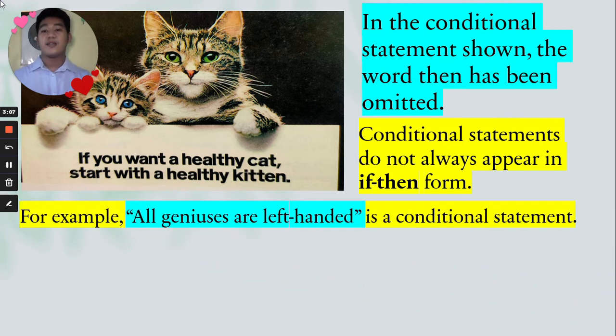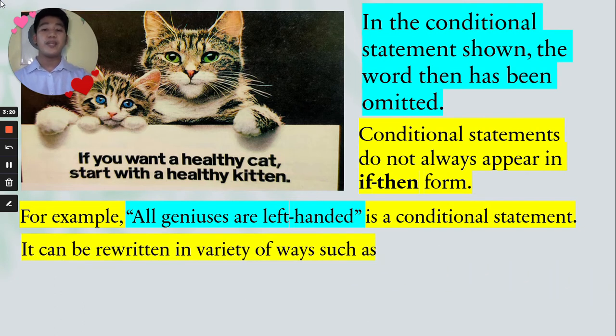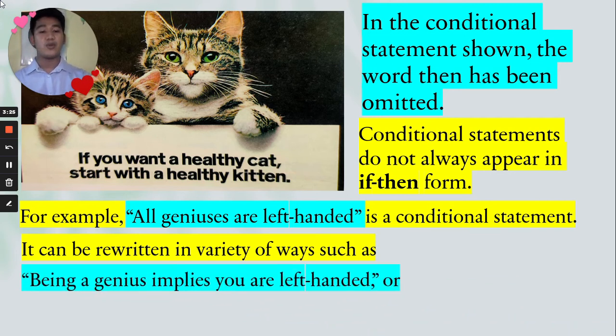Example, all geniuses are left-handed. So this is also a conditional statement. But, as you notice, there is no if and then. So it does not always appear in if-then form. It can be written in a variety of ways such as, being a genius implies you are left-handed. So meaning, you can add or omit words in our conditional statements, as long as the thought is there. Okay? We're not changing the thought.